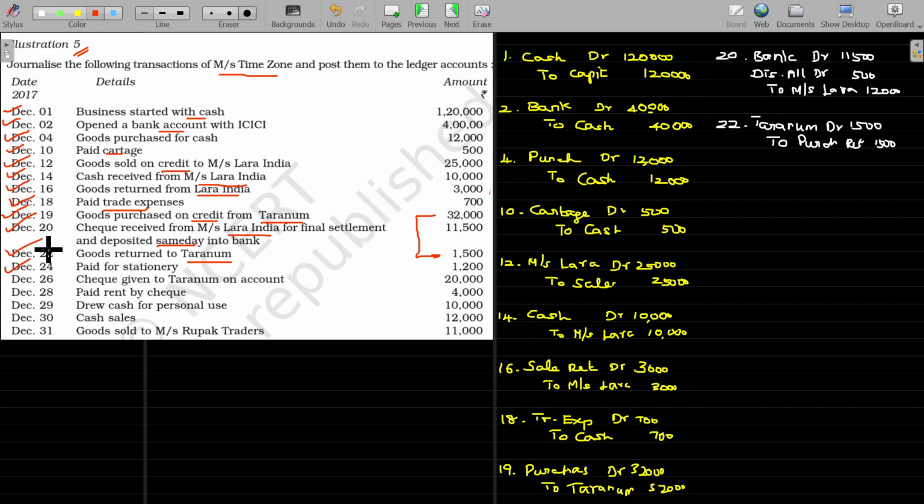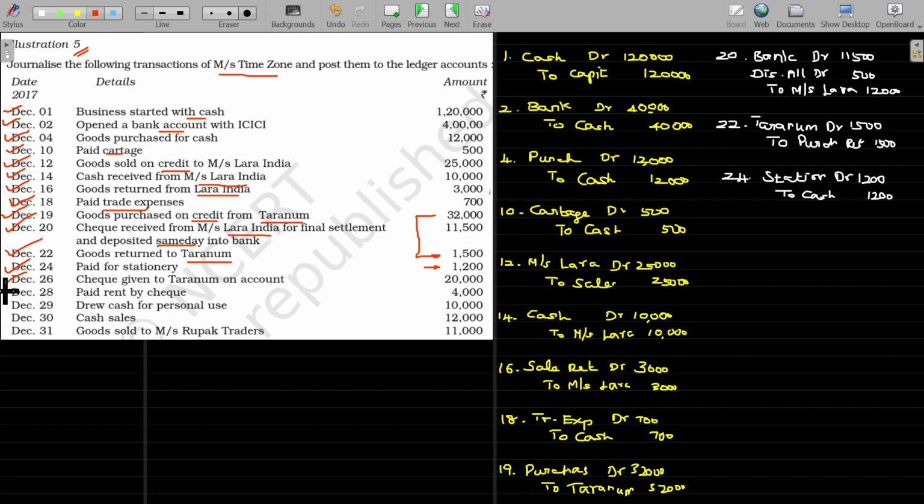24th December, paid for stationery 1,200. Okay, expenses. I assume that the payment was made by way of cash. So on 24th, stationery account debit to cash. The value being 1,200.